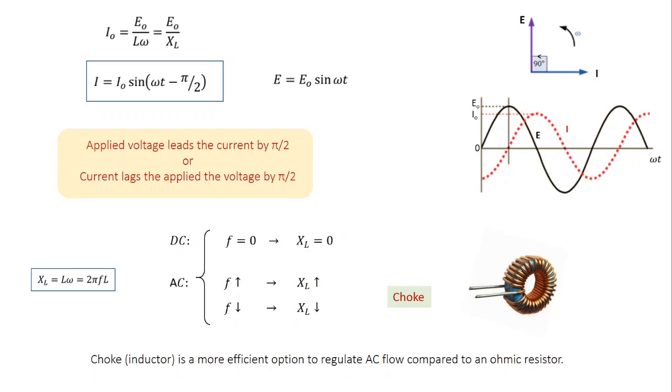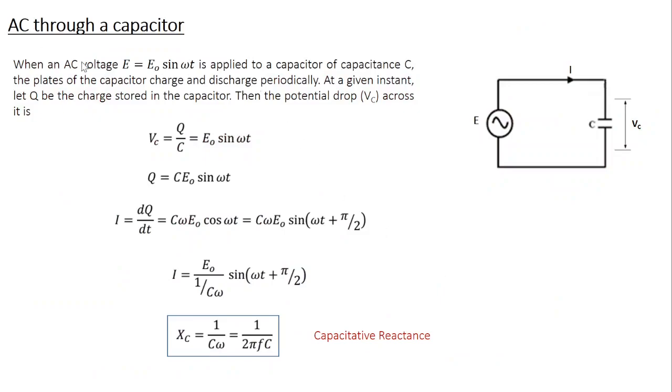So that's about AC flow through an inductor. Next, let's try to analyze AC flow through a capacitor. Once again, I have a capacitor of capacitance C, which is connected to an AC source of EMF E equal to E naught sine omega t. What happens? A capacitor has two plates, so during one half cycle, one of the plates gets charged and the other gets discharged. In the other half cycle, the first one gets discharged and the other one gets charged. So the plates get charged and discharged periodically, and you have a periodic current flowing through the circuit.